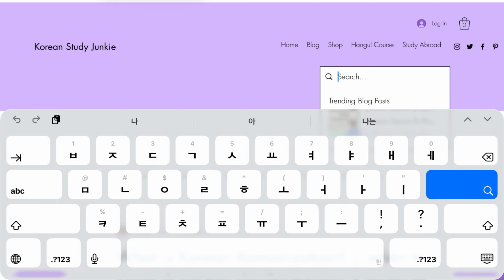So today we're actually going to be looking at 지금 versus 이제. How to say now the right way in Korean.